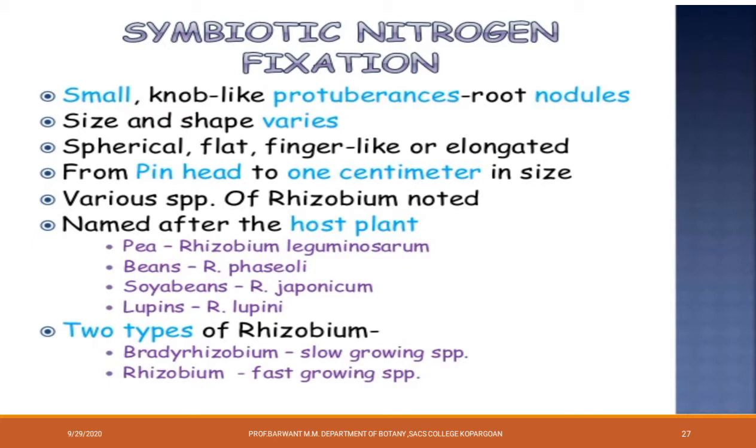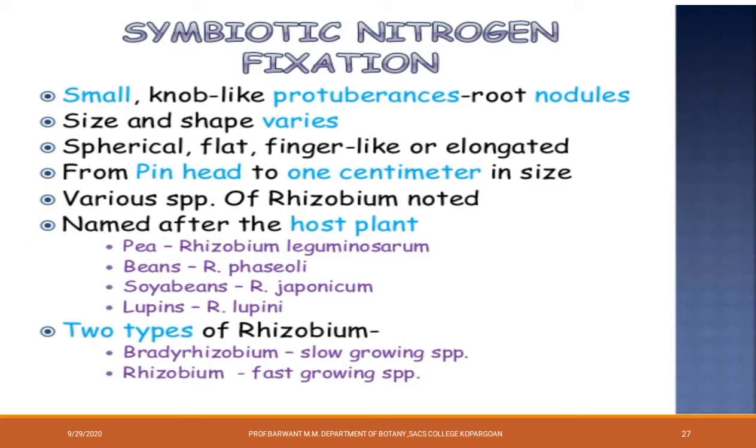What are the small knob-like structures or protuberances that form on roots? That is simple: Rhizobium enters a root and creates an infection, due to which root nodules form. The size and shape of root nodules vary from plant to plant. They may be spherical, flat, finger-like or elongated, from pinhead size to 1 centimeter in size.